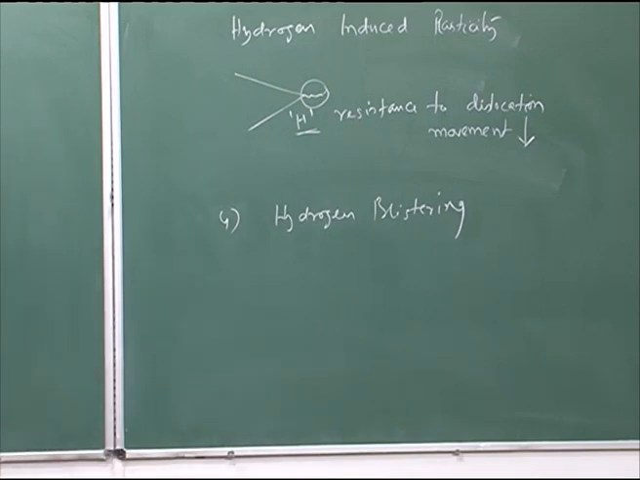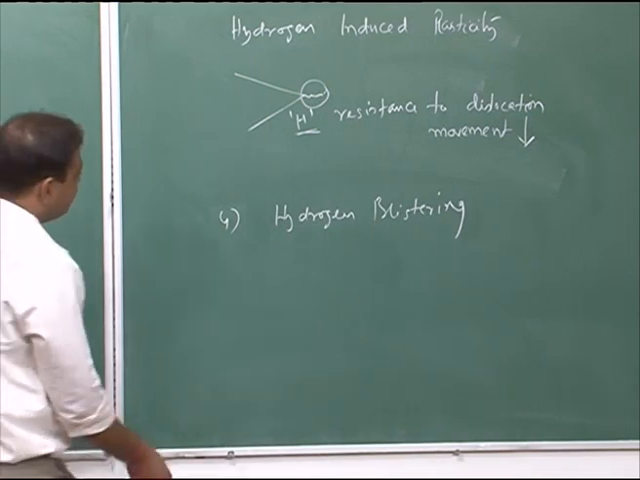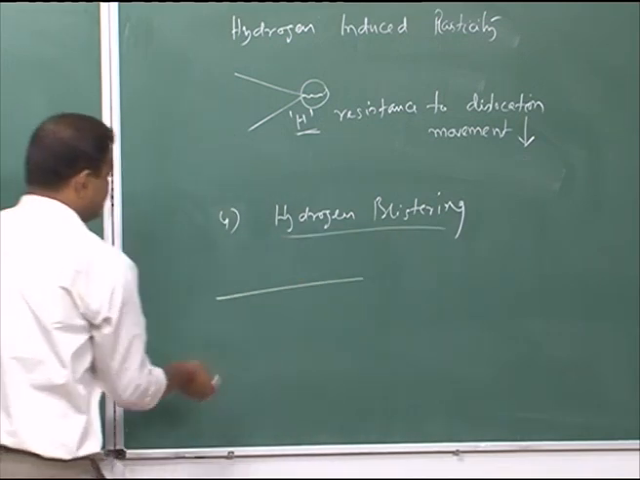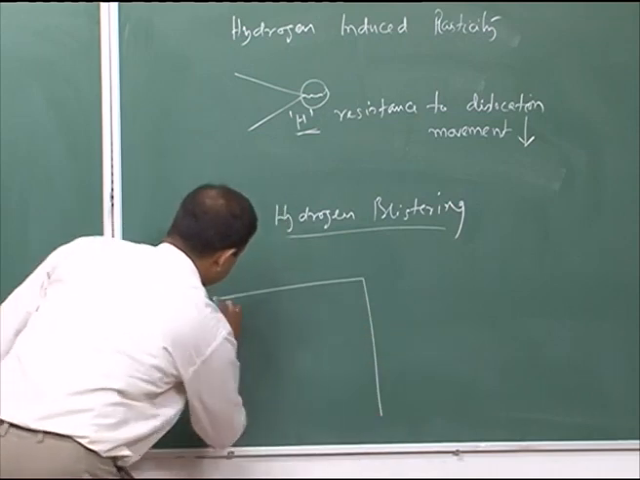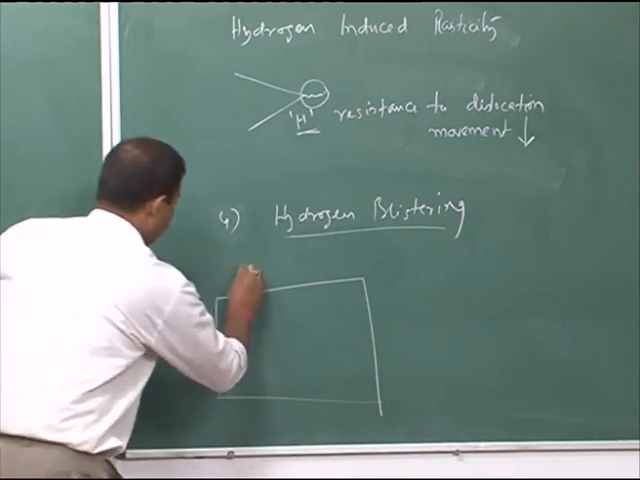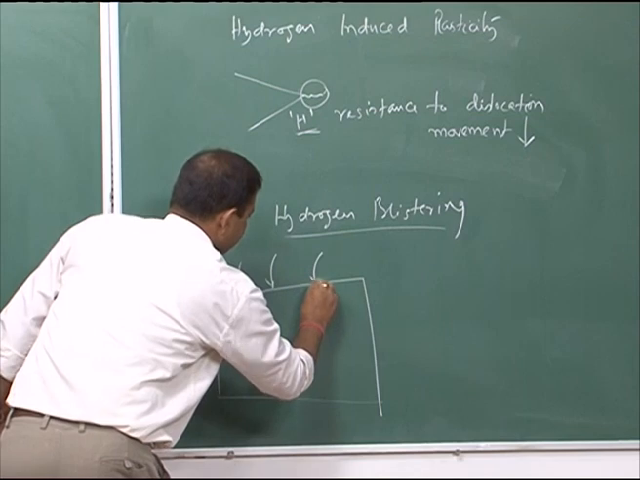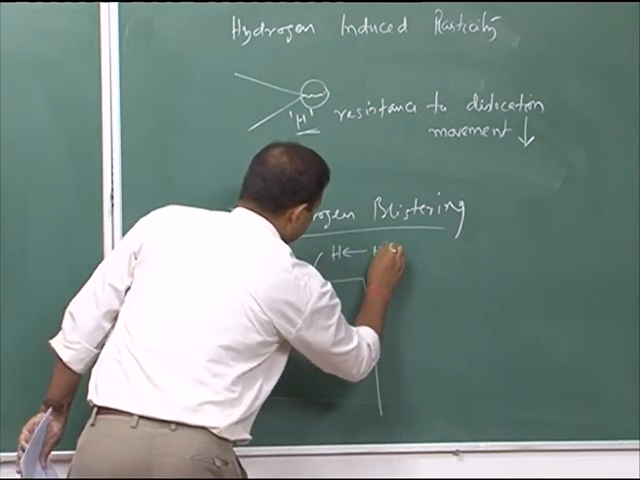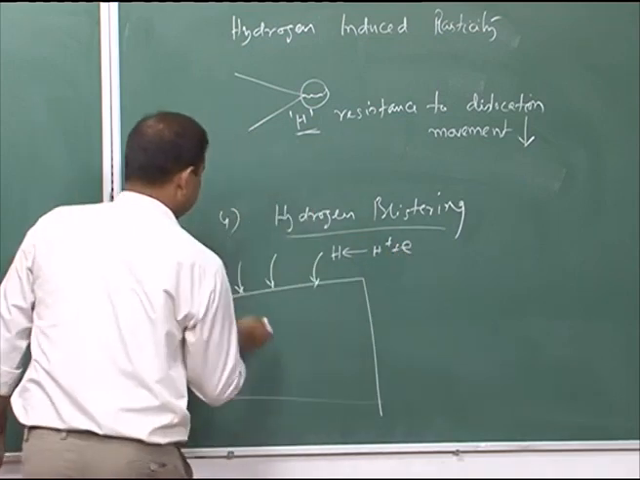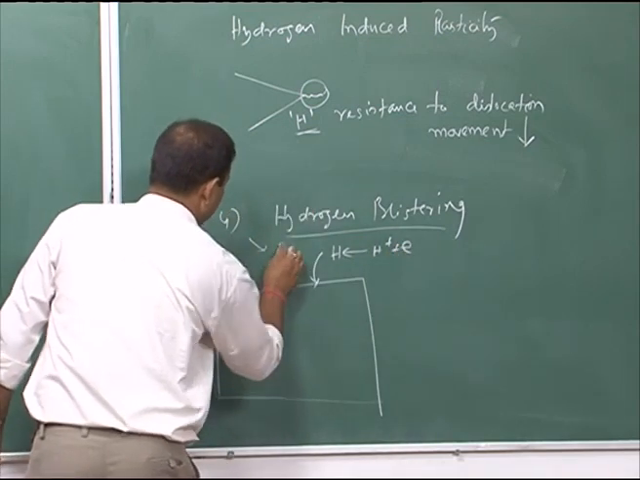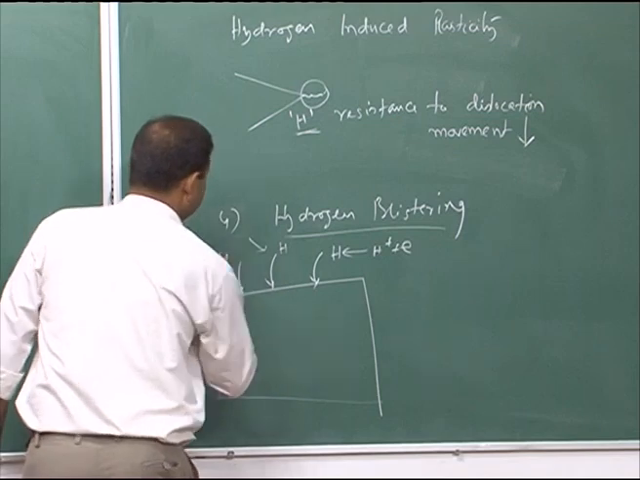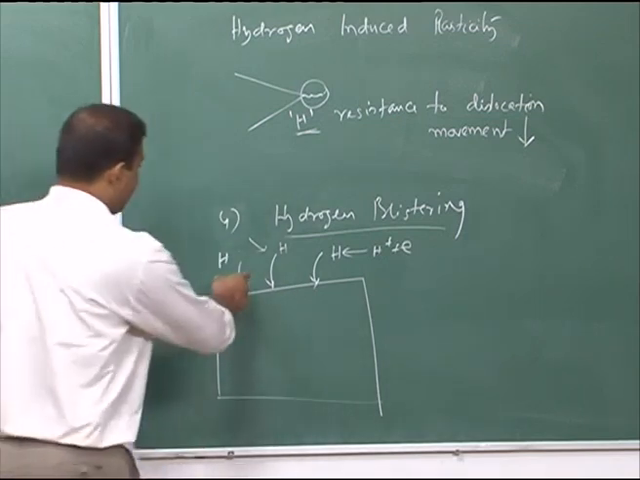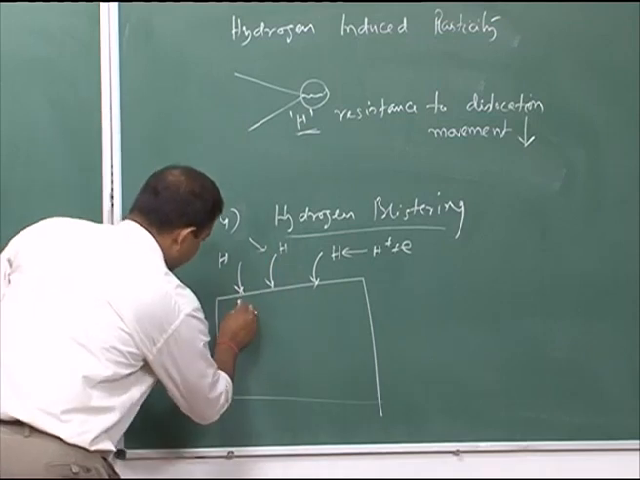So, this is hydrogen induced plasticity, and if you come to hydrogen blistering, let us say on a particular surface you have this reaction, this is my surface, over which hydrogen generation can happen. Again here one hydrogen atom and another hydrogen atom, and then instead of combining on the surface they can diffuse inside.